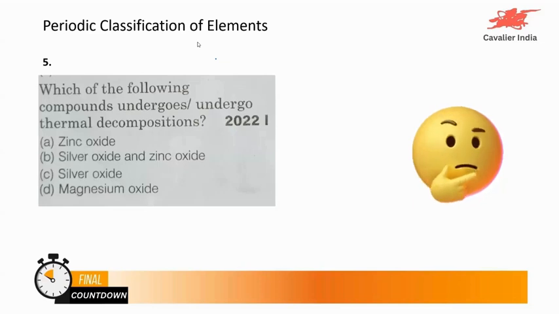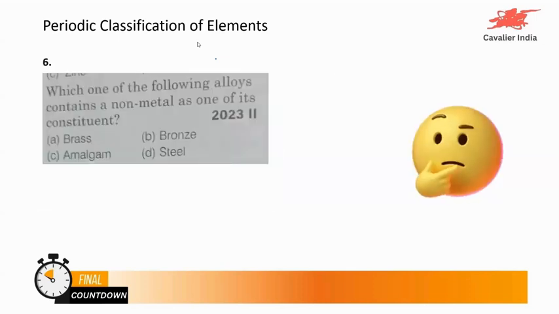Which is the right option? Just try and answer the question. Which one of the following compounds undergoes thermal decomposition? Silver oxide. Okay, silver oxide is the right answer. Silver oxide undergoes thermal decomposition.